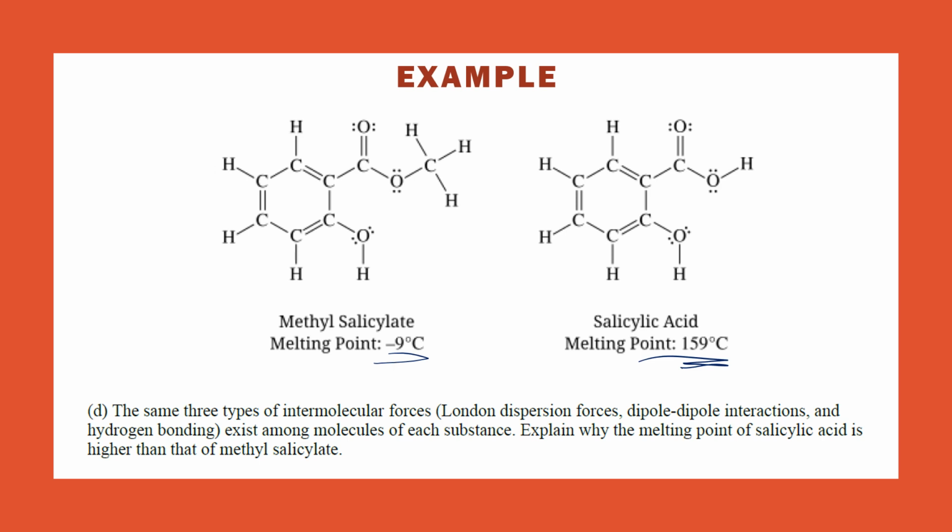And the reason has to do with the additional possibility for hydrogen bonding present in salicylic acid. In methyl salicylate, you only have one kind of possibility where the hydrogen can then form a hydrogen bond, but you have two possible areas in salicylic acid. So that's why the salicylic acid melting point is so much higher, because it has those stronger intermolecular forces. And that one was just 1 point.